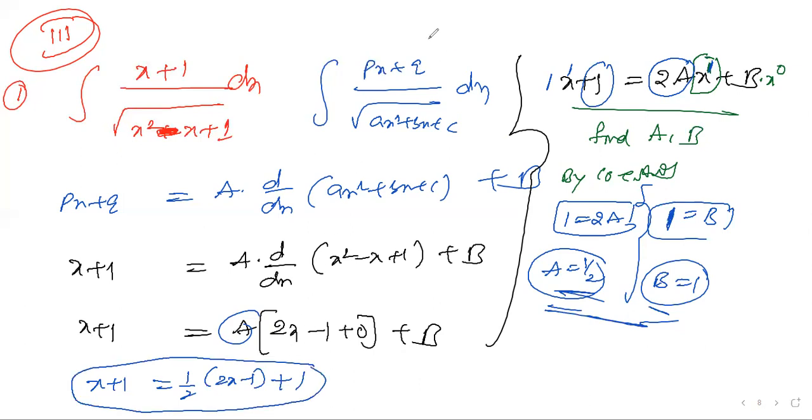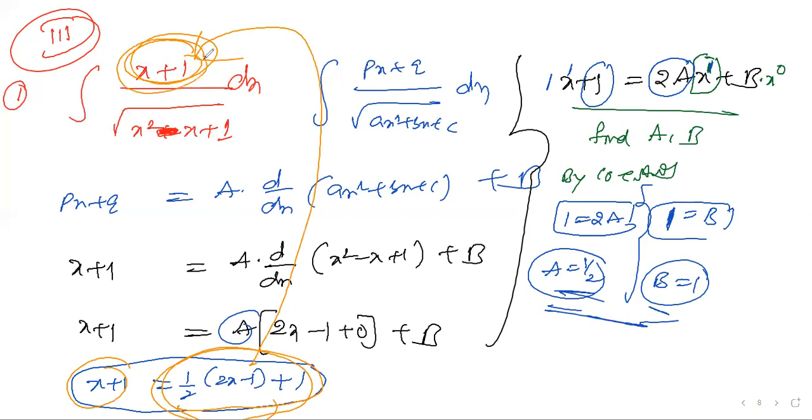So what you have to do now, instead of x plus 1, what you need to substitute? This you need to substitute in the question and you continue. Clear? Instead of x plus 1, you need to substitute this value and continue. The question becomes easy. Now I'm substituting. The question is integration of x plus 1 by under root of x square minus x plus 1 into dx.